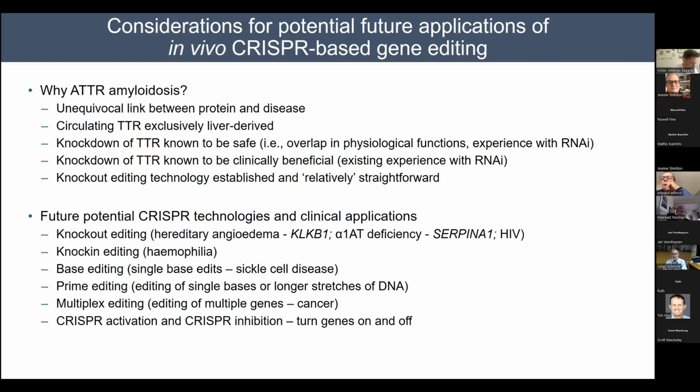There's something called prime editing, which is editing of single bases or indeed longer stretches of DNA. And also multiplex editing, editing of multiple genes in one nanoparticle, if you like, or one drug. And that might be applicable in the future. We're not there yet, but that might be applicable to certain cancers. And lastly, there's CRISPR activation and CRISPR inhibition, known as CRISPR-A and CRISPR-I, which have the potential to turn genes on and off.